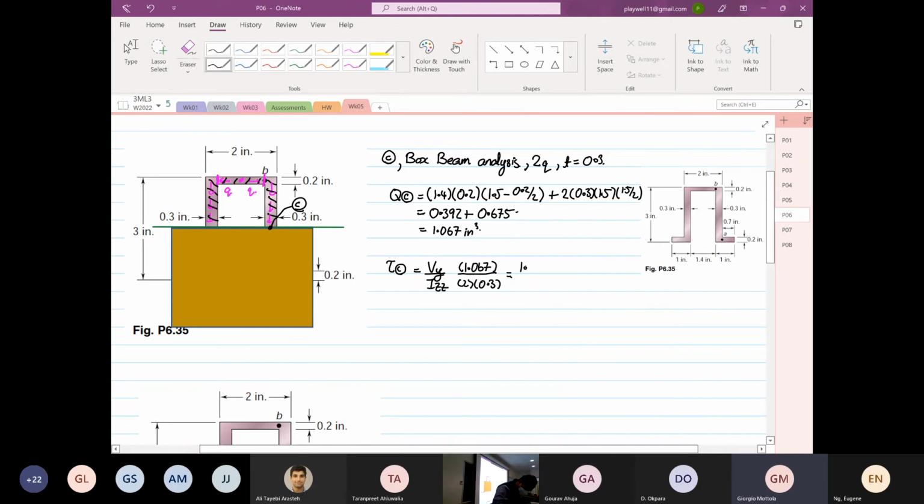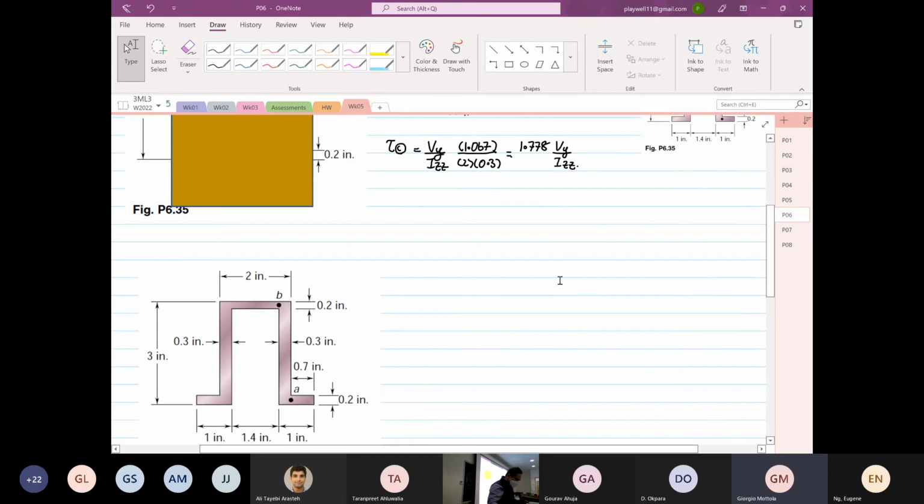So you have 1.778, Vy over Izz. So we know that this is greater than at point A and at point B. So the next thing that we want to do now, I'm going to do the same. Now, we are going to take from the bottom.